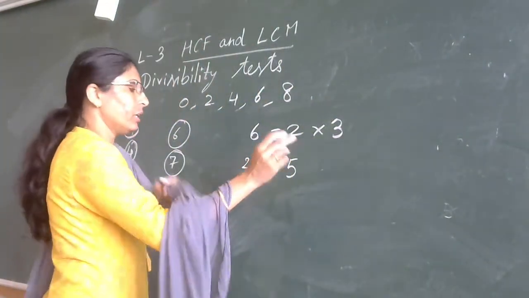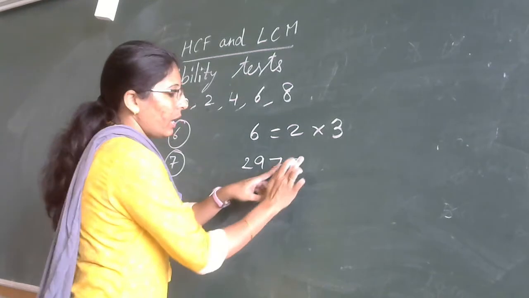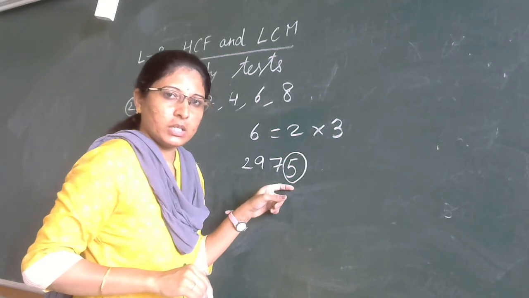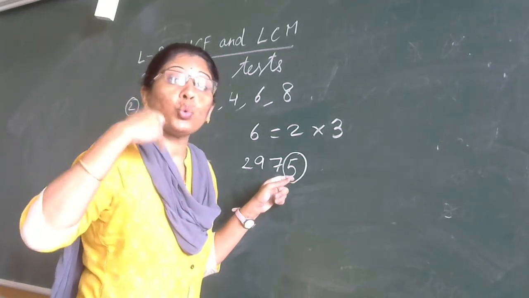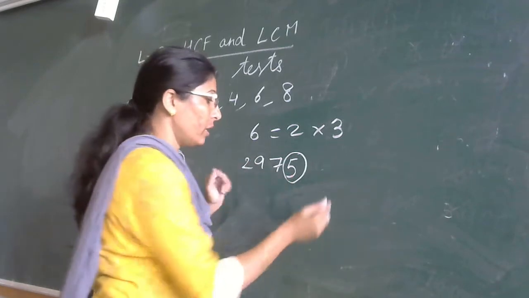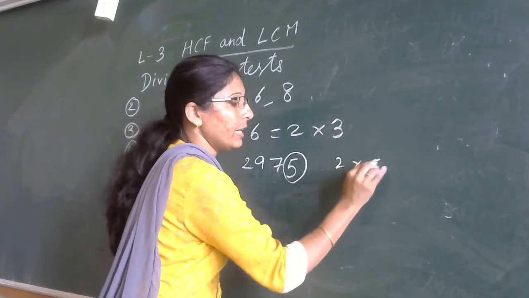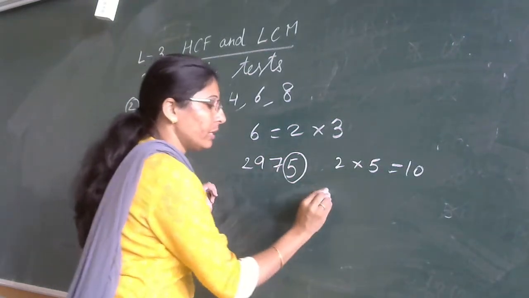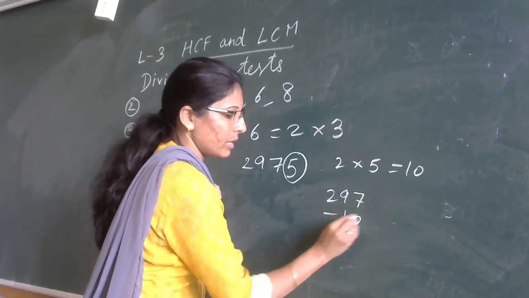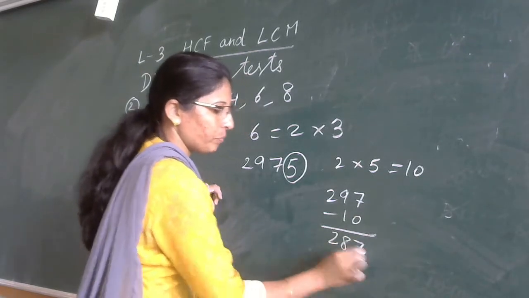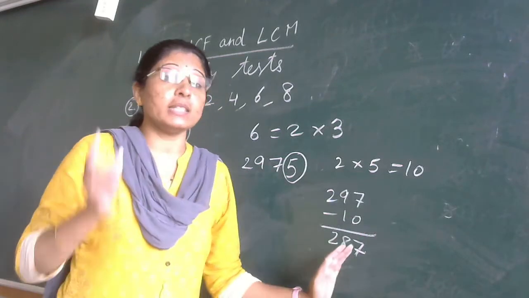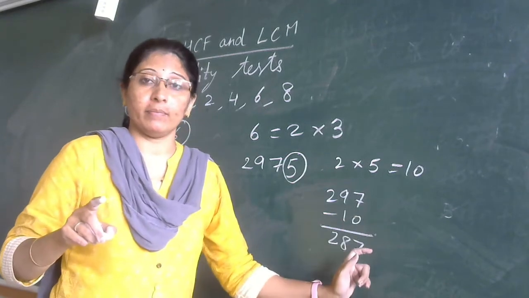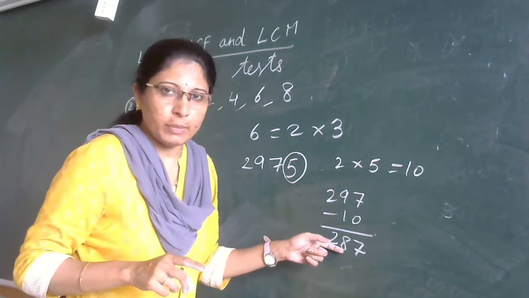Means, if a number is given, we take the ones place digit, here 5, and double it, twice. So 2 into 5 is 10. That 10 we should subtract from the remaining number. So 297 minus 10 is 287. If the difference is 0 or a multiple of 7, then it is divisible by 7. Here you can see it is a multiple of 7.